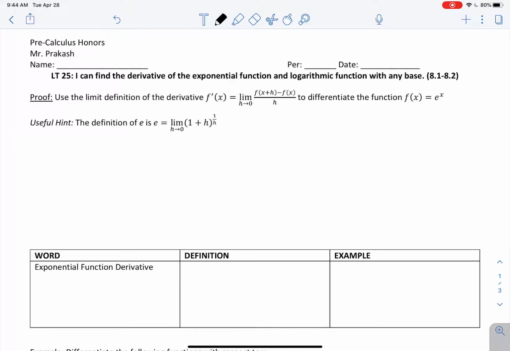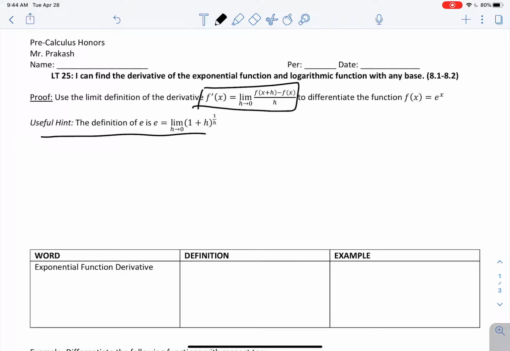So let's start off looking at exponential functions. We'll use the limit definition to differentiate the function e to the x. So I want you to try doing this on your own. Use the limit definition. It's given over here. So remember that one. Try to go through the limit process on it and try to differentiate this function.